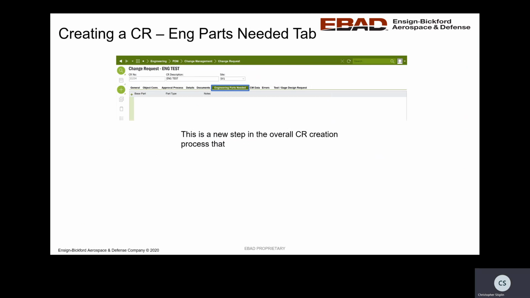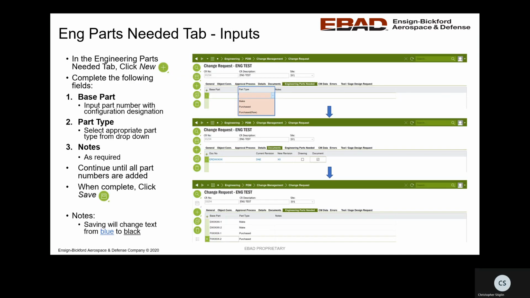Engineering parts needed. This is a new step in the overall CR creation process. In the Engineering Parts Needed tab, click New. Complete the following fields: base part, which should include the part and configuration, part type from the drop-down menu, and any notes that are required. Continue until all part numbers are added. When complete, click Save. Saving will change the text from blue to black.